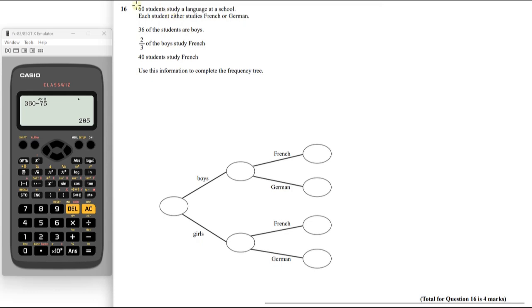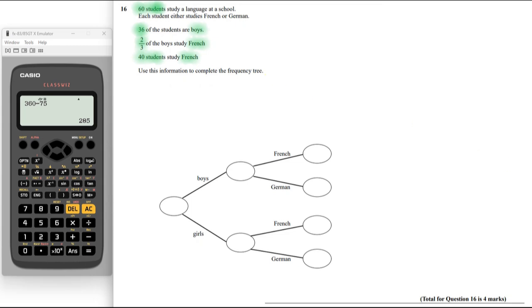Question 16. 60 students study a language at a school. Each student either studies French or German. 36 of the students are boys. 2/3 of the boys study French. 40 students study French. Use this information to complete the frequency tree.